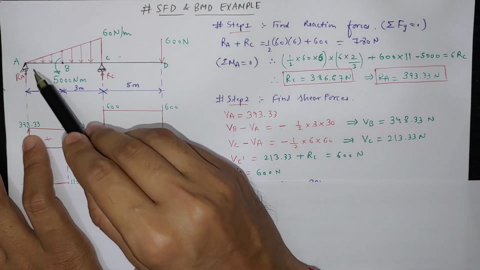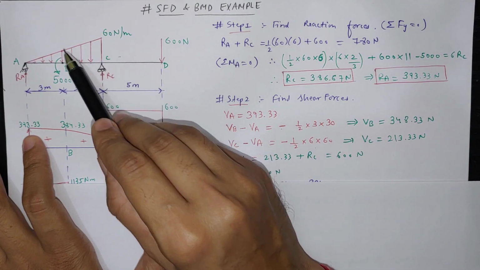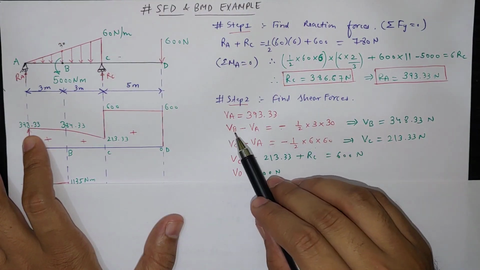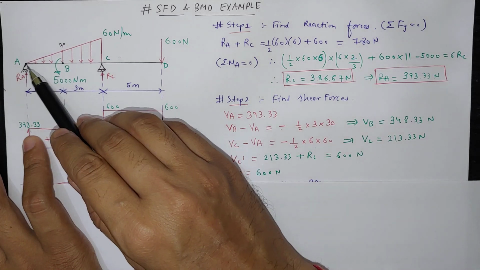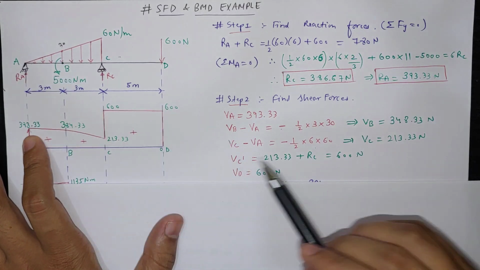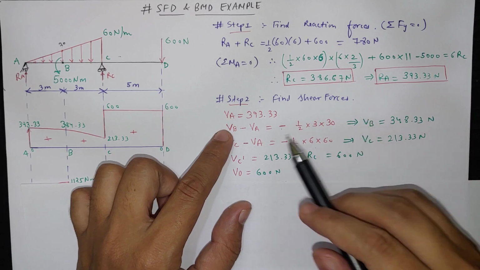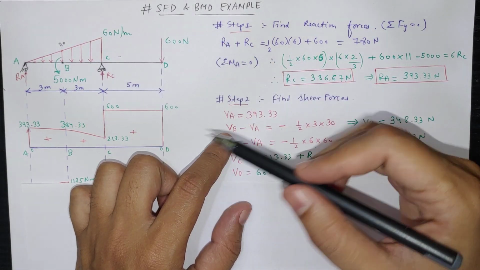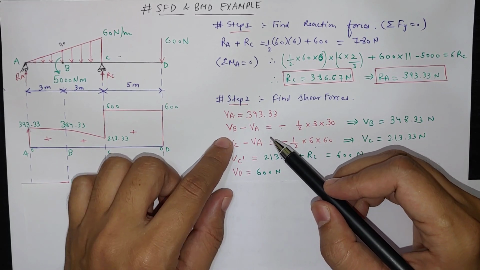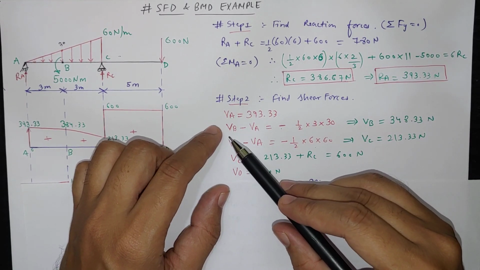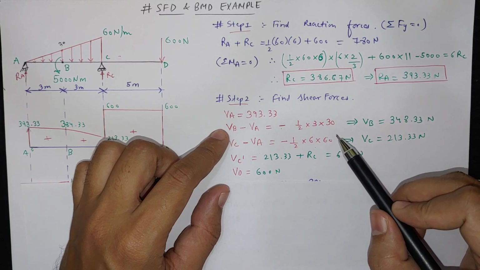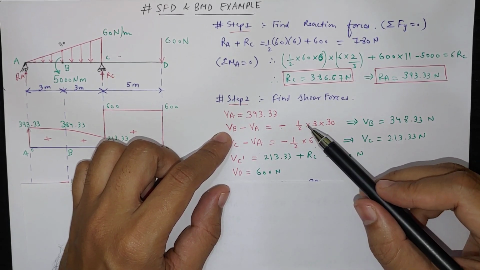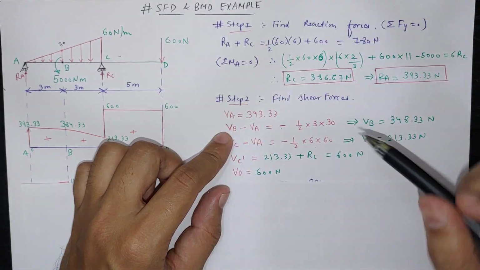So half into 3 into height will be, here it is 60, so halfway it will be 30. So here it will be 30 Newton meter. So that will be the Vb minus Va. So Vb minus Va will be equal to area. If you want to understand how it is coming as an area of this triangle, go to previous video. I have explained that dv by dx is equal to load. So V will be equal to integration w dx. So integration of w dx means the area of the load with respect to distance.